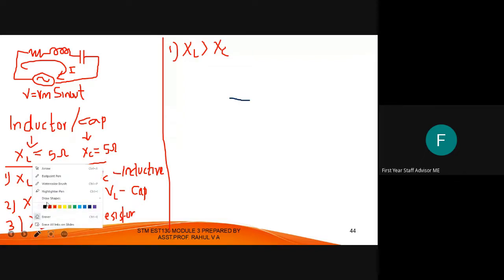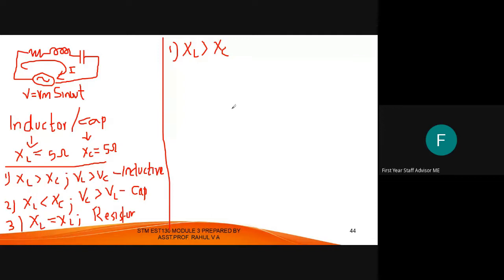Okay, so the phasor diagram. For drawing the phasor diagram, first I am drawing the current phasor. Can anyone tell me the reason why I have drawn the current phasor first?